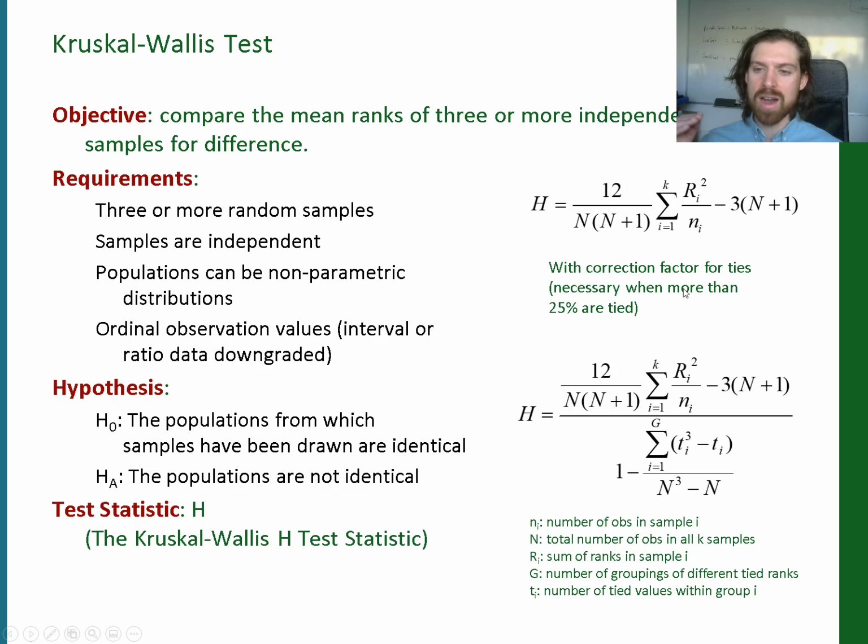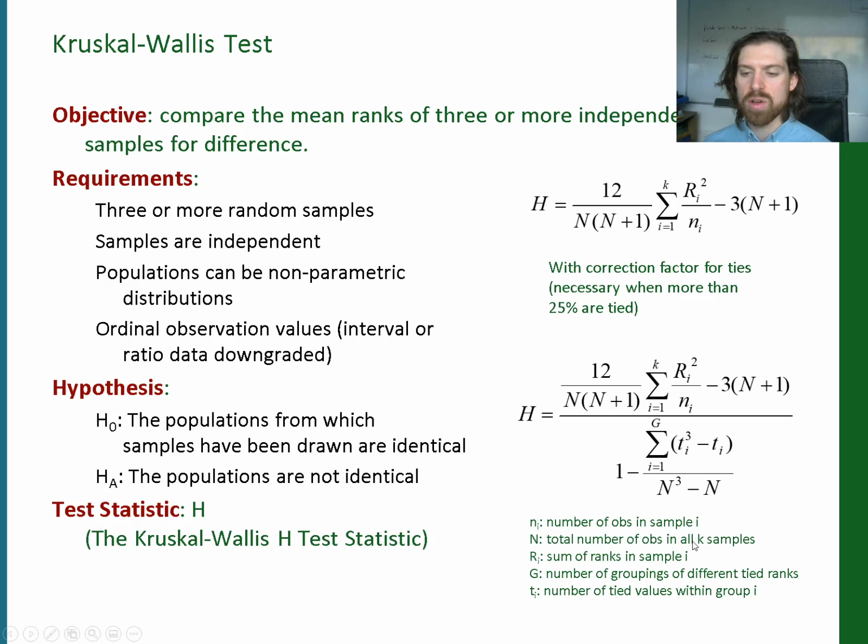So when your data are ranked and there are ties between them, you may need to use this one when you've got more than 25% of your data being tied. And then we've got the normal calculation just down here. So essentially, what you need to do is make sure that you've got the correct values to input into these calculations. So Ni is the number of observations in sample I.